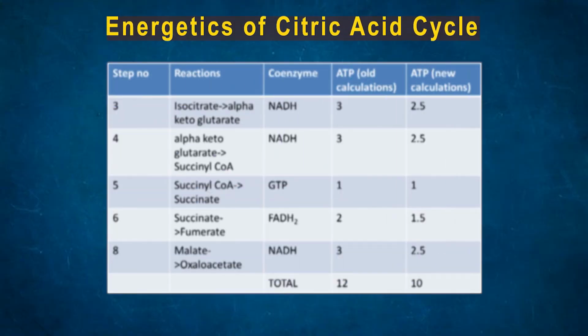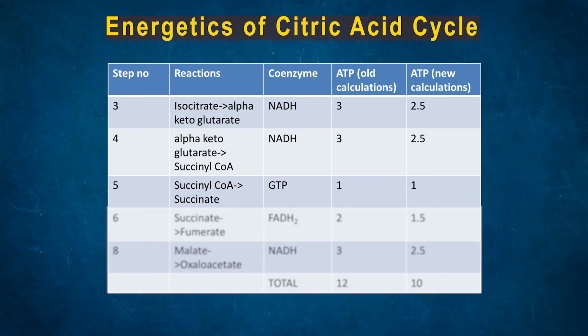Energetics of citric acid cycle. Now, how many ATPs are synthesized here? From isocitrate to alpha-ketoglutarate, 1 NADH is produced, that is equivalent to 3 ATP, or maybe by current research 2.5 ATP. From alpha-ketoglutarate to succinyl-CoA, once again 1 NADH, maybe 3 ATP equivalent or 2.5 ATP. Succinyl-CoA to succinate, GTP, that is 1 ATP equivalent. Succinate to fumarate, FADH2, that is equivalent to either 2 ATP or 1.5 ATP.